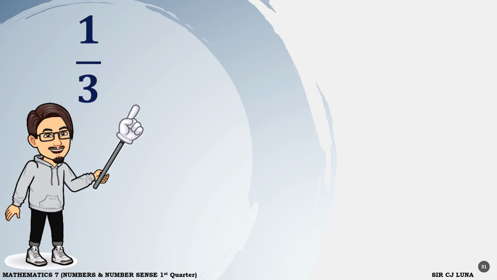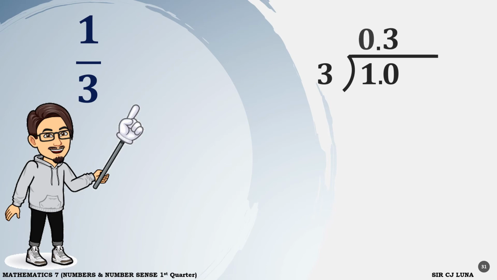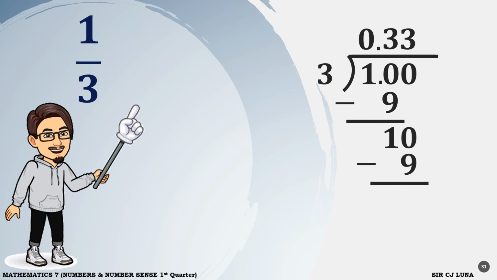Next, we will convert 1/3. So we have 1 divided by 3. So we will add 0. 10 divided by 3 is 3. And then 3 times 3 is 9. 10 minus 9 is equal to 1. So meron pa tayong 1, mag-a-add ulit tayo ng 0. 10 divided by 3 is 3. And then 3 times 3 is 9. So 10 minus 9 is equal to 1.